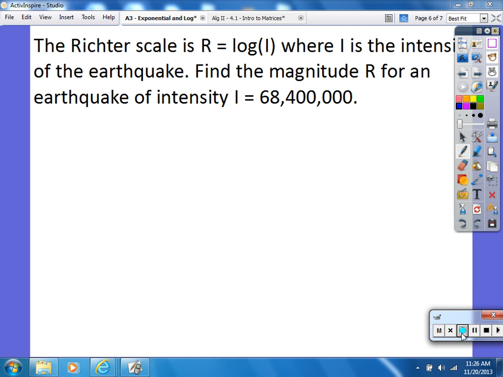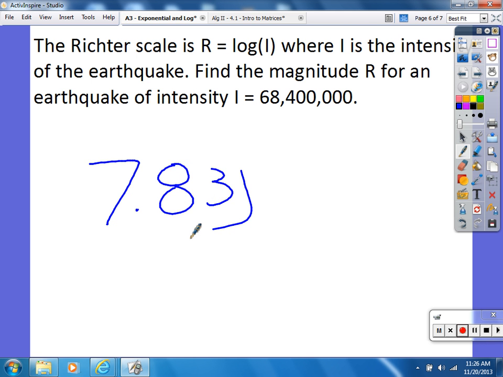All right, answer. Hopefully you got 7.83, because you knew to plug in that number to I and then you just type it in the calculator.